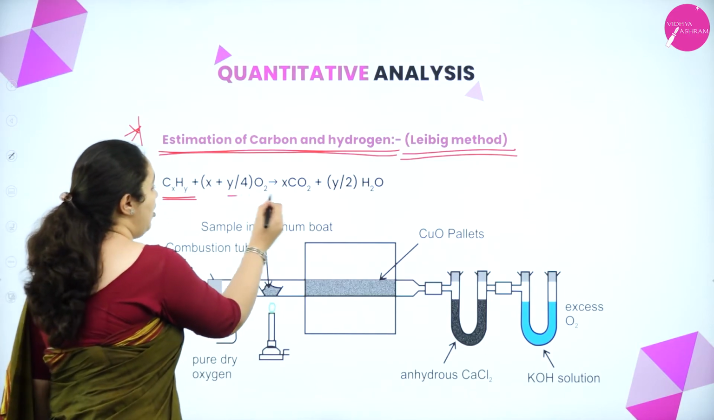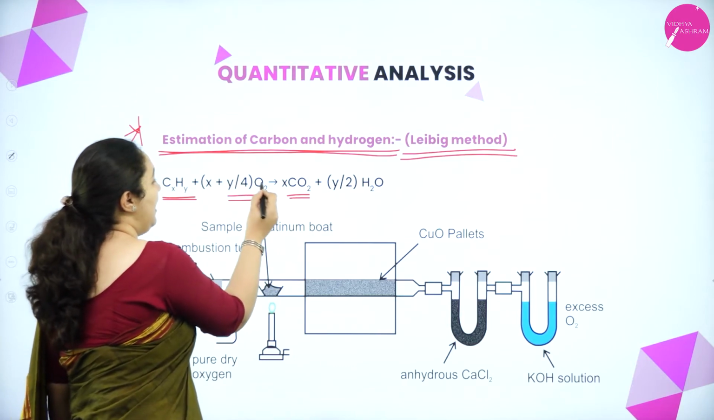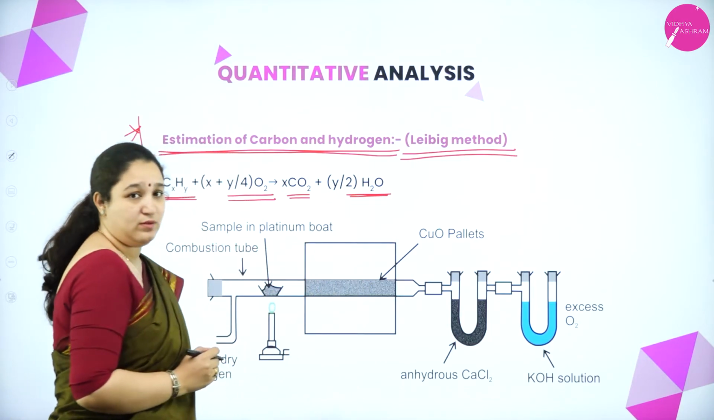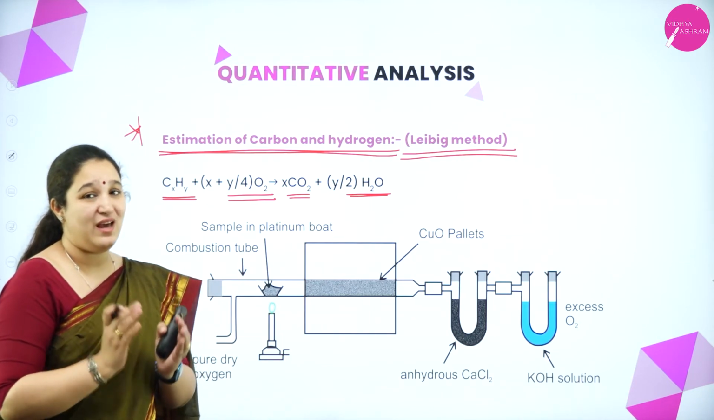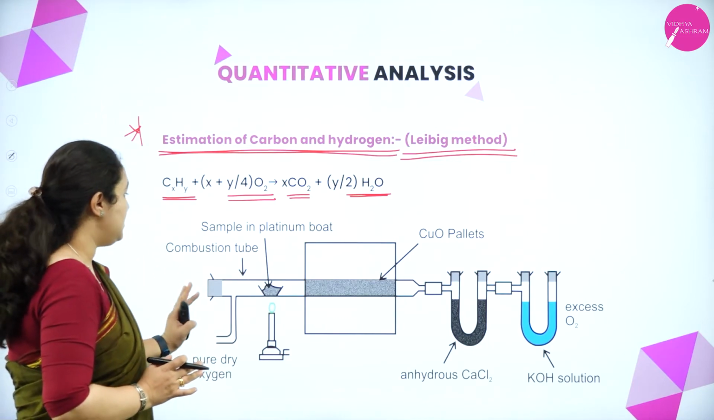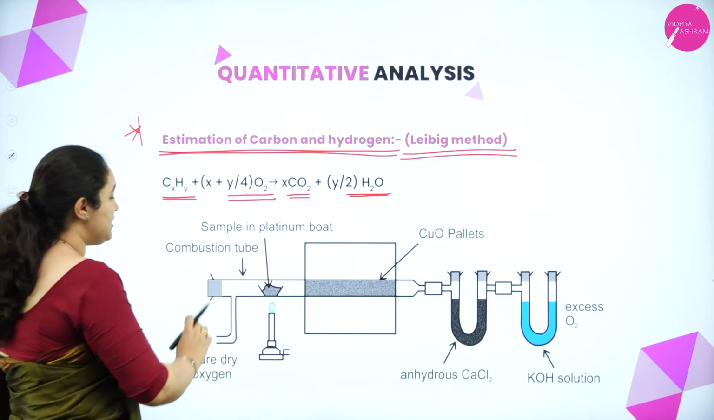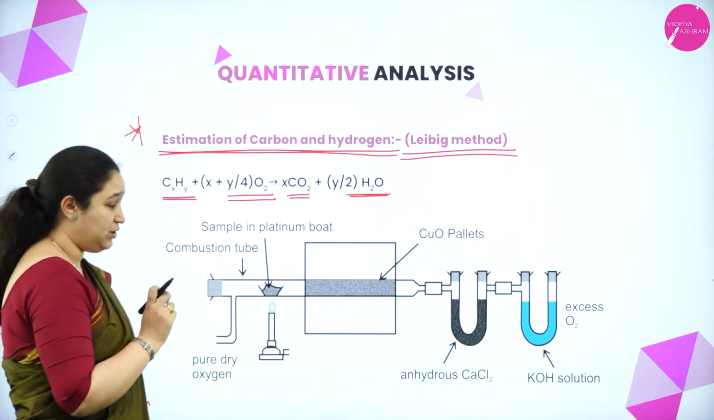Now, I'll pass oxygen, and carbon with oxygen will form carbon dioxide, hydrogen with oxygen will form water. Now, what is the amount of carbon dioxide formed and what is the amount of water formed, I should calculate. For this, we'll use the apparatus. Now, this is the combustion tube. Okay, it's the combustion tube.